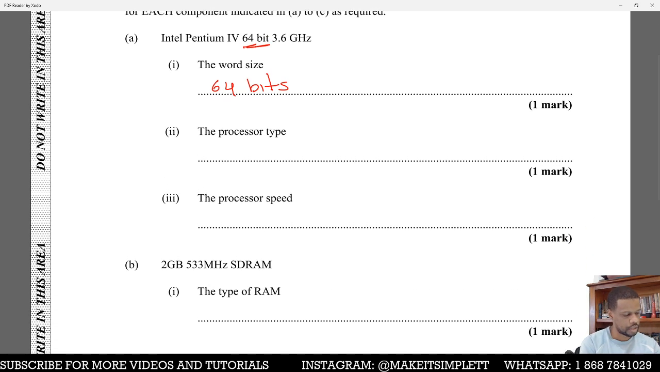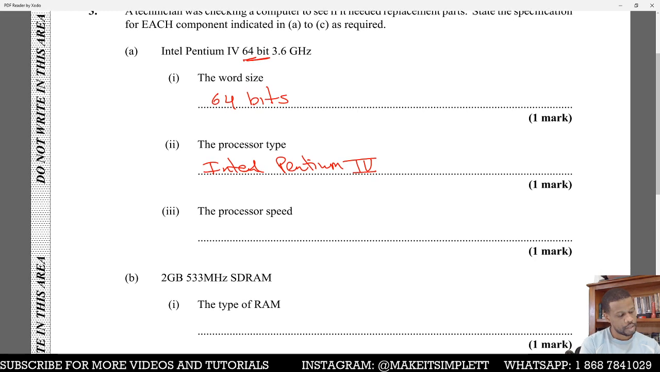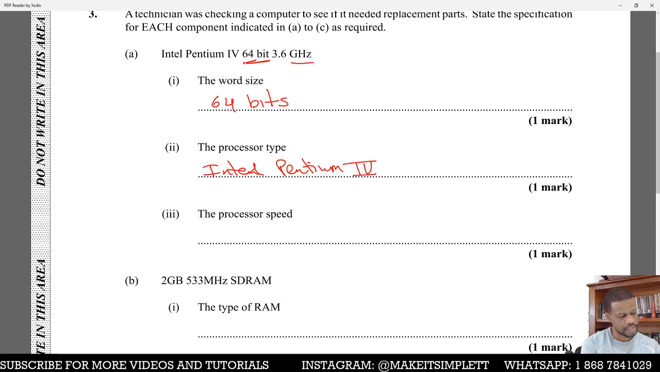Processor type is Intel Pentium 4. Then processor speed: anytime you see gigahertz, that's what you're looking for when you think about processor speed. What you're looking for, say, is 3.6. Remember, the name of the processor will always have something like Intel or AMD. Usually, for these answers, they have other processor makers there, but usually the word that comes before is the name of the processor.